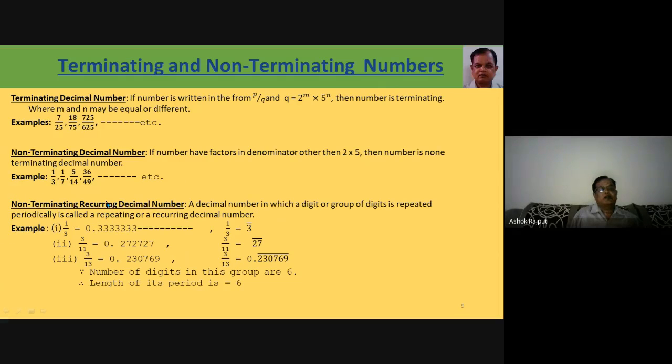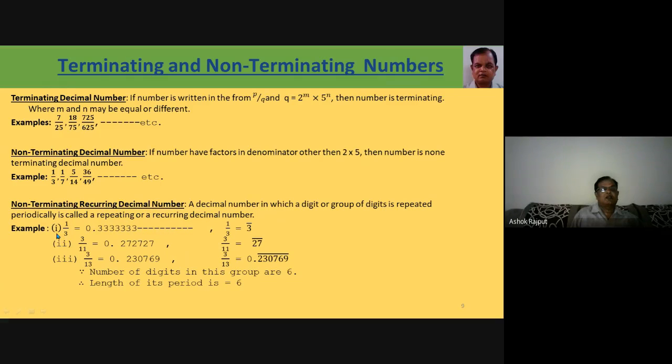Then next, non-terminating recurring decimal numbers. Recurring means if a digit or group of digits is repeated, then it is recurring. A decimal number in which a digit or group of digits is repeated periodically is called a repeating or recurring decimal number. We have divided 1 by 3 many times in lower classes also, but we did not know whether it is recurring or not.